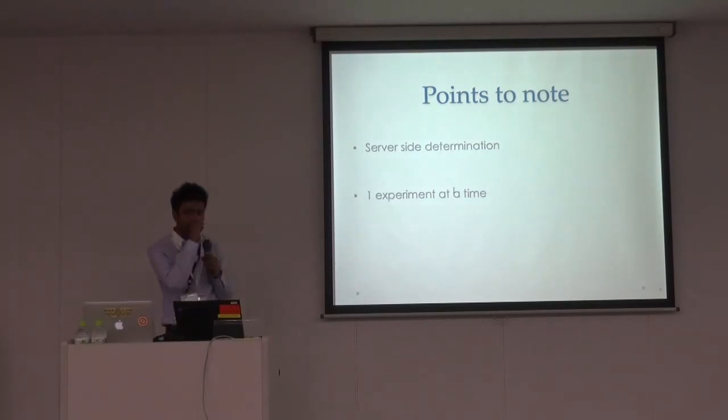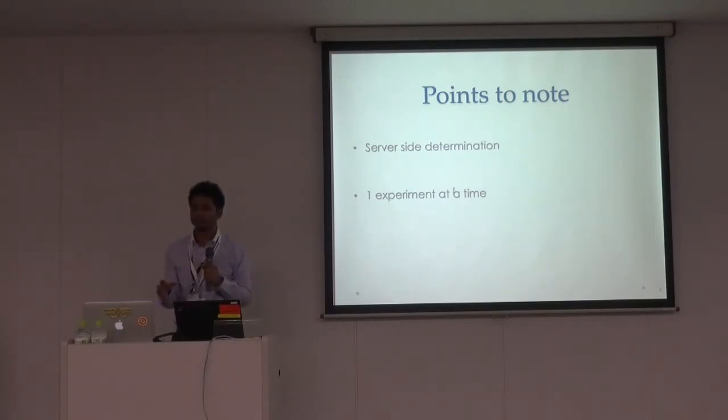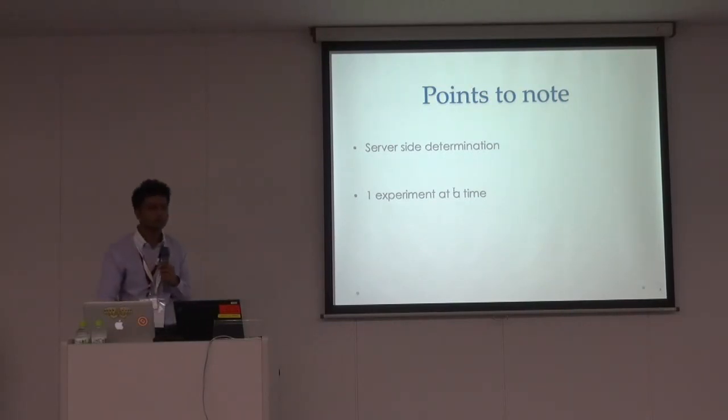A few other design decisions we made: the determination of the experiment is server-side, and we only show a particular user one experiment at a time, which goes with the A/B testing rules. Because if a user is under 2 different experiments, then you cannot tell whether the change is due to experiment A or experiment B.